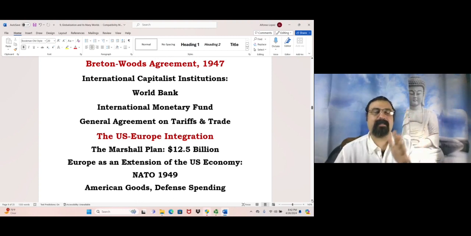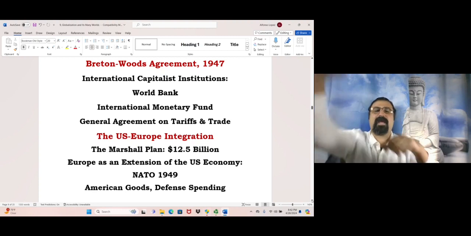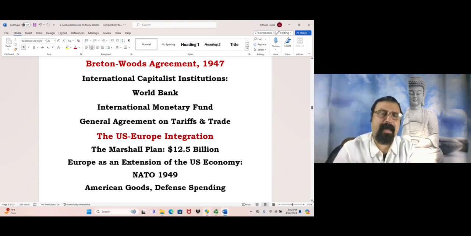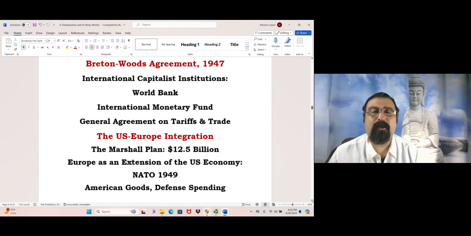Now, in 1947, in the United States, we see the formation also of certain capitalist institutions, international capitalist institutions in this case. This came during a meeting, otherwise known as the Bretton Woods Agreement.